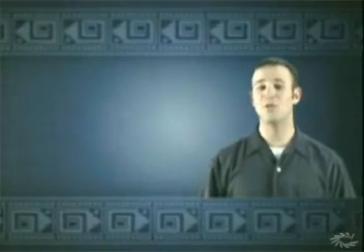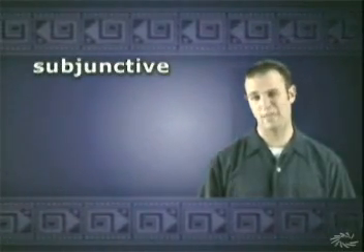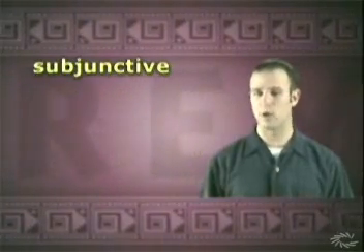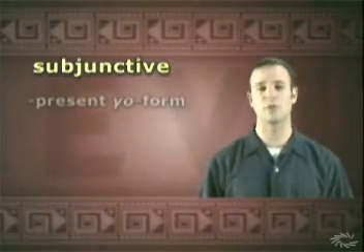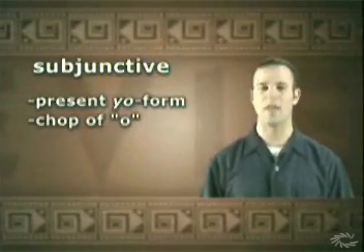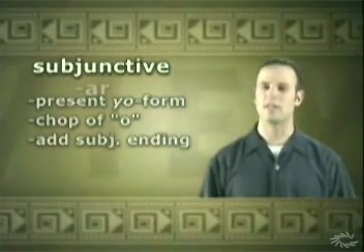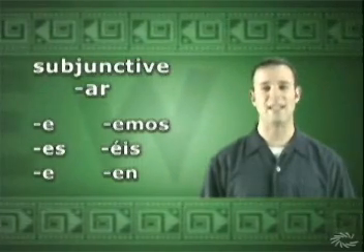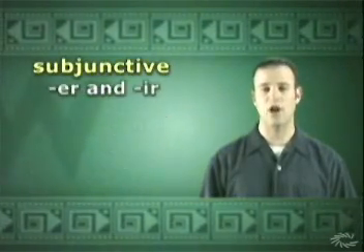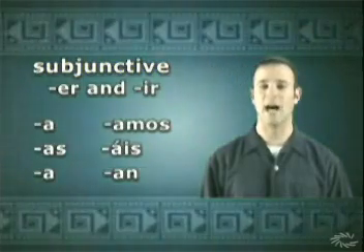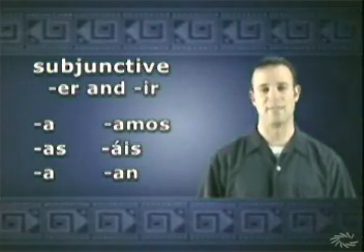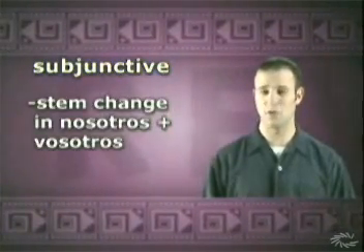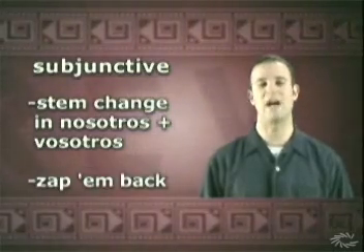The subjunctive is a mood used when the actions of a sentence are subjective, abstract stuff, like emotions, wishes, doubts, and hypothetical situations. The subjunctive form of the verb is formed by changing the verb to its present tense yo form, chopping off the o, then adding the appropriate subjunctive ending. The subjunctive endings for AR verbs are e, es, e, emos, éis, and en. The subjunctive endings for ER and IR verbs are a, as, a, amos, áis, and an. And once you've conjugated a verb in the subjunctive, if you notice there's been a vowel stem change in the nosotros and vosotros forms, you have to zap those vowels back to normal.